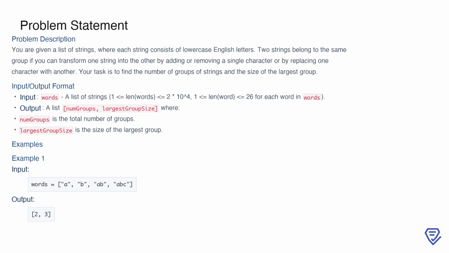largest group. For the input, you are provided with a list of strings, where each string consists only of lowercase English letters. The output is a list of two values, the total number of groups and the size of the largest group. For example, given the input words equals a, b, abc, the output would be 2, 3, indicating that there are two groups in total, and the largest group contains three strings.